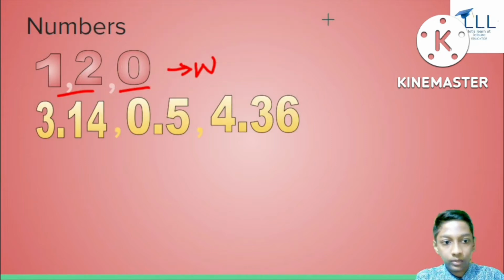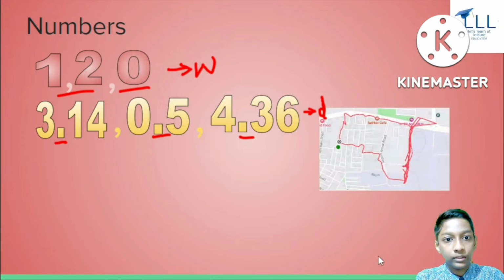Numbers with a decimal point are known as decimal numbers, like 3.14, 0.5, and 4.36. For example, we have walked 4.36 km in the morning within 0.7 hours. 4.36 km means 4 km and 360 meters. 0.7 hour means 42 minutes, that is 0.7 into 60 minutes.